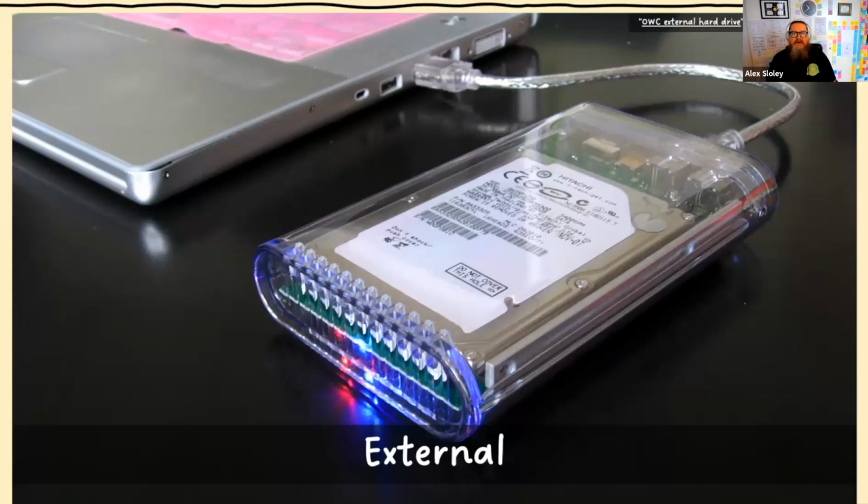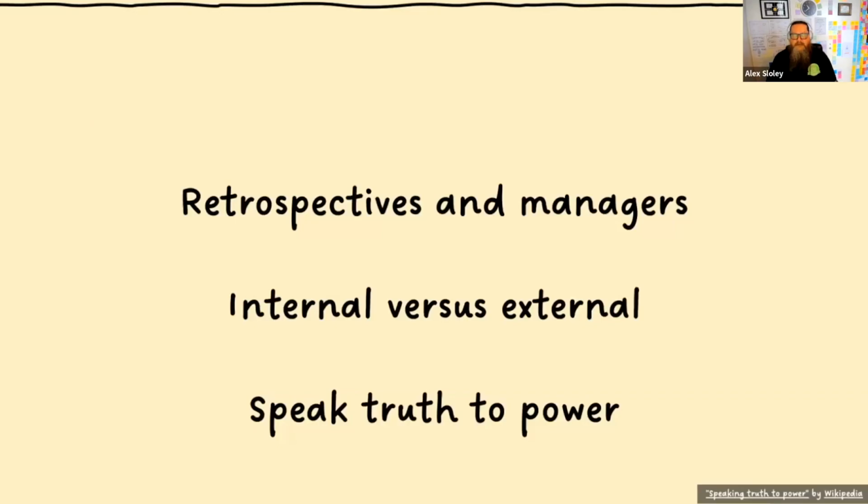So let's talk about external. I imagine we have a lot of Scrum Masters in here. You know about retrospectives, right? How you're not supposed to have managers in retrospectives. We all know why, right? Why you're not supposed to have managers in retrospectives.